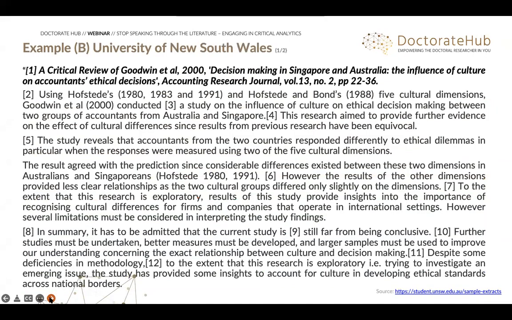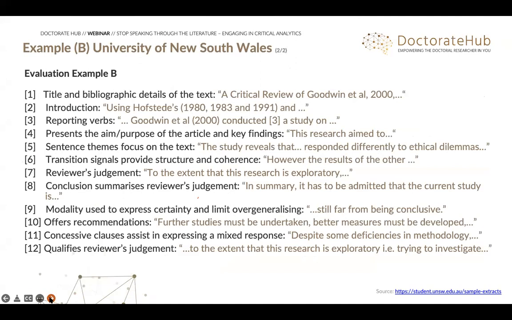Now, contrary to this example, already if you look at it, it looks much more robust. It's a critical review of Goodwin et al., Decision-making in Singapore and Australia: the influence of culture on accountants' ethical decisions. And it was also published in a journal, so a lot of work will have gone into it. I will not read it in detail, but go more to the evaluation.